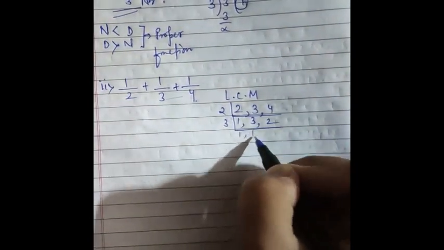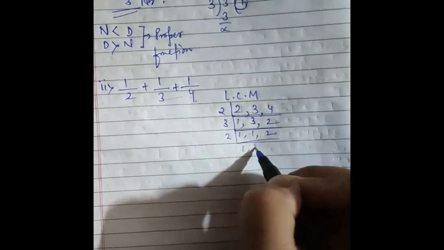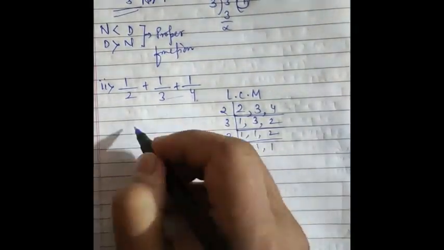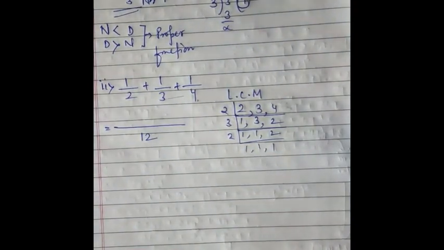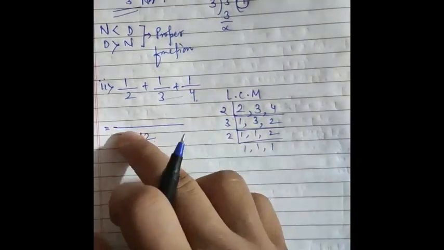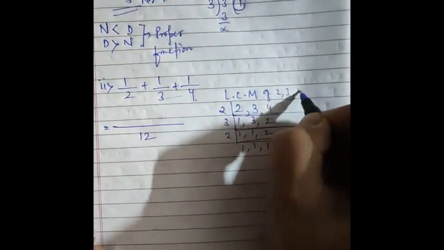So 3 1s are 3, 2 1s are 2, isn't it? So what will be our LCM? 2 3s are 6, 6 2s is 12. Alright, I hope you are clear with this. That is the first step, in which you get the LCM of 2, 3 and 4.